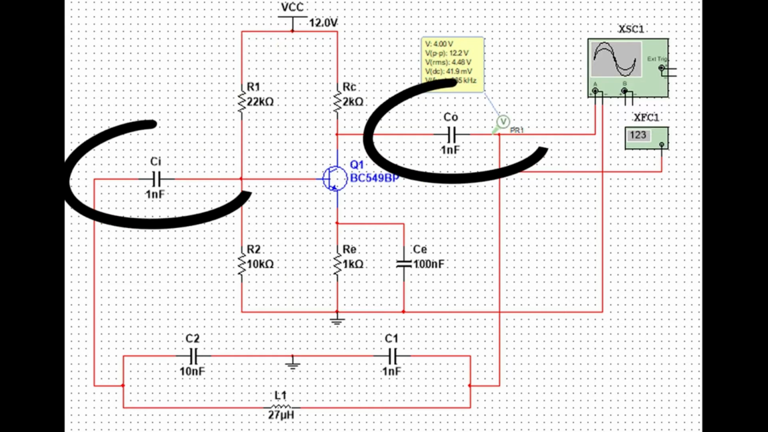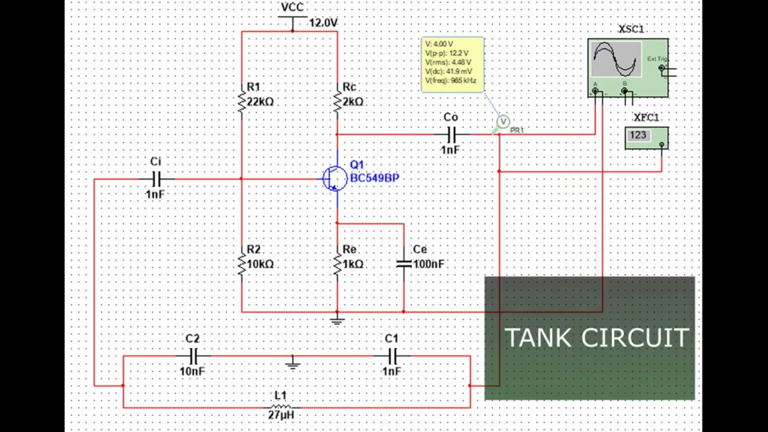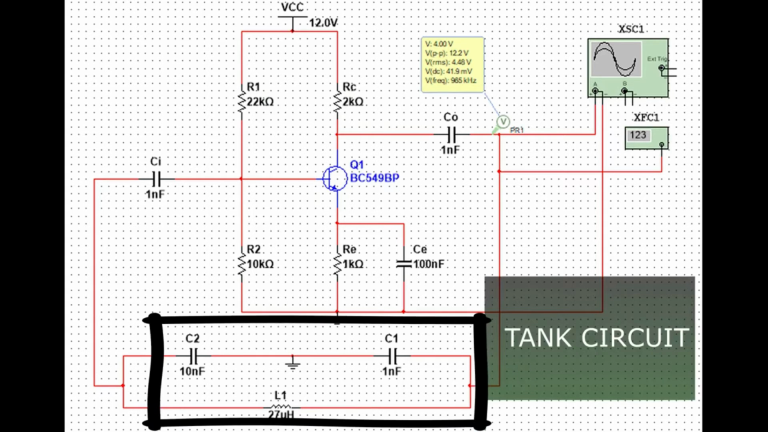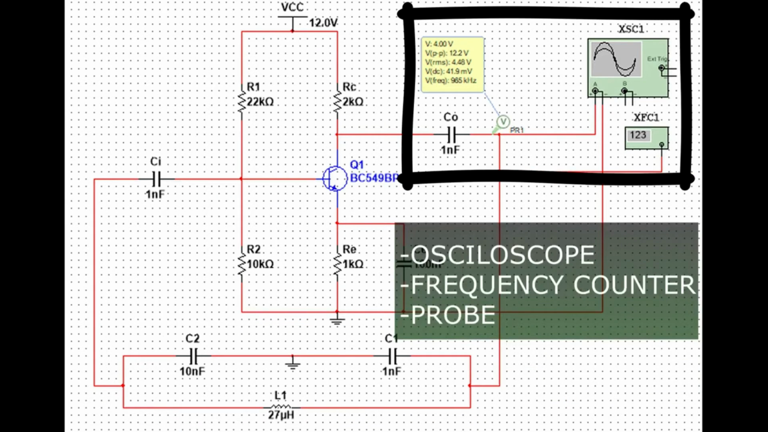The coupling capacitors C in and C out block DC and provide an AC path from the collector to the tank circuit. In the tank circuit, the inductor is connected in parallel to the series combination of capacitors C1 and C2. The oscilloscope, frequency counter and probe are used to measure the frequency.